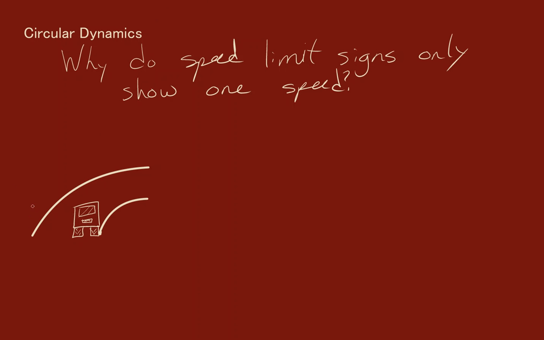Now, in the US, you may see not necessarily a speed limit sign, but you may see a warning sign for turns where it's not the white sign that you're used to. It's like a yellow, and it may have the speed posted that you are recommended to take the turn at. So again, why only one speed for this warning?